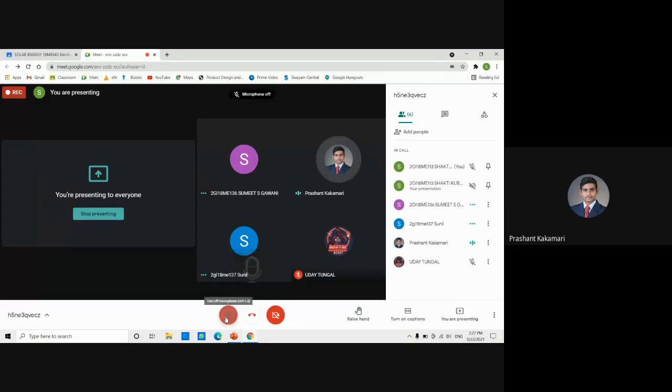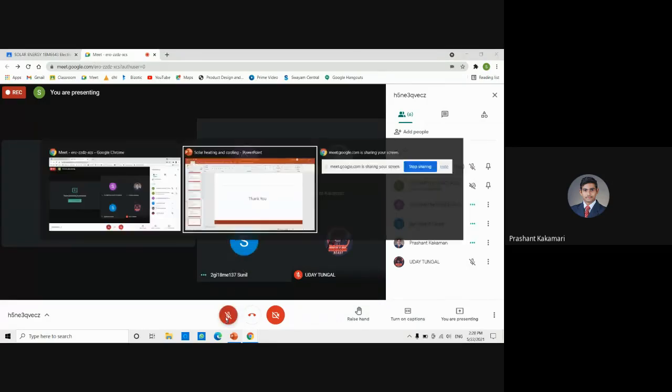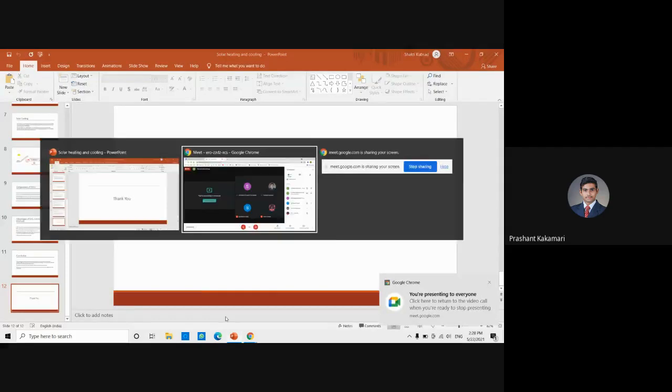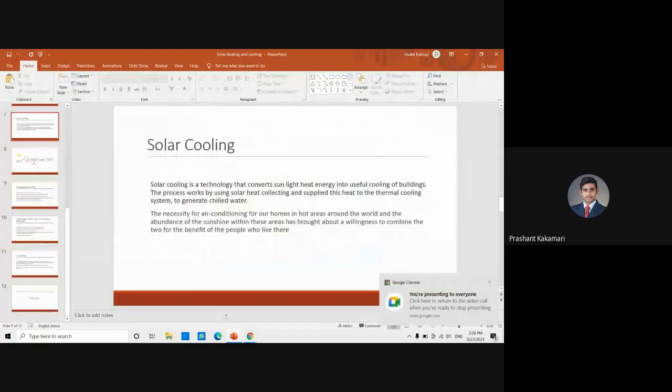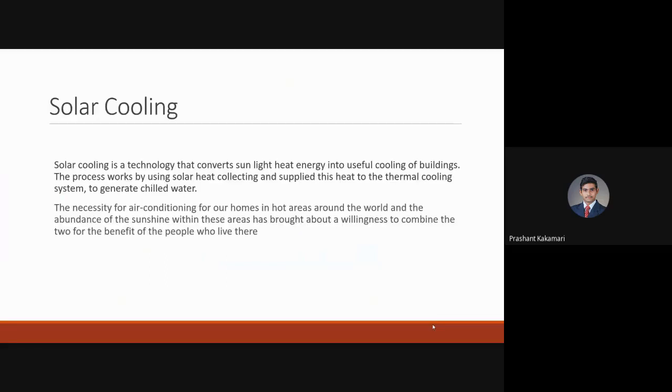Now, the cooling part, which things have you covered here? Once again, open the slide. Solar cooling. Heating is okay, you have covered enough. Solar cooling, okay. You didn't take any refrigeration cycles? So we went with the basic idea, sir. There are many refrigerant cycles, but we went with the basic things that are required, sir.